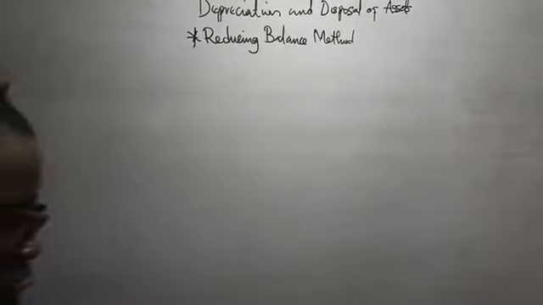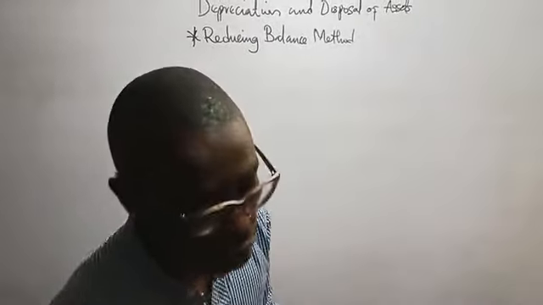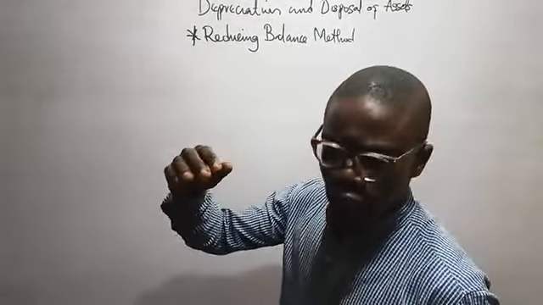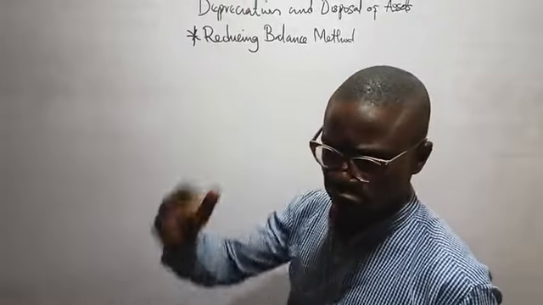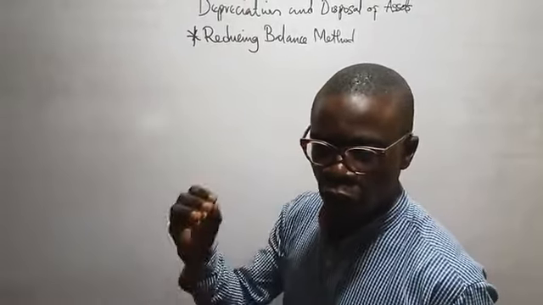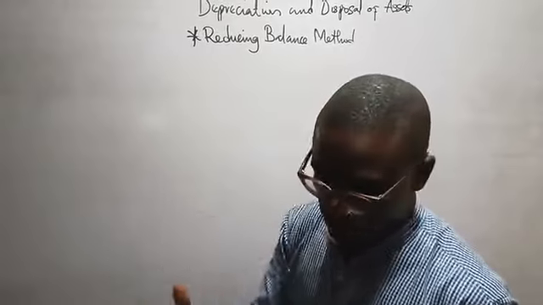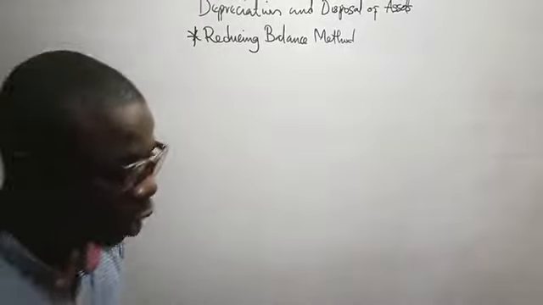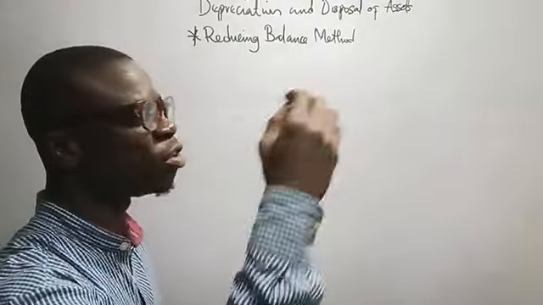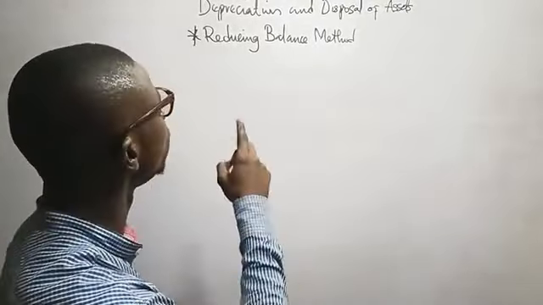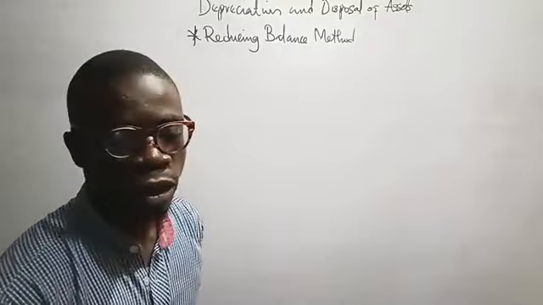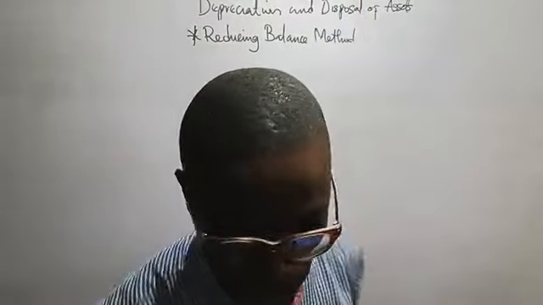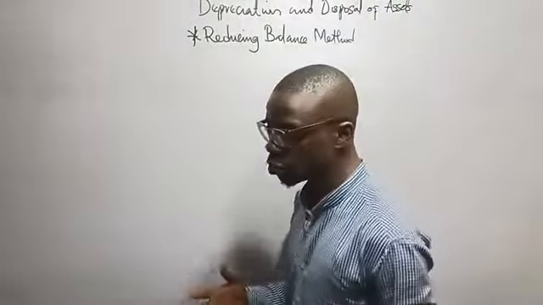Let's look at the second method. The reducing balance method is of the opinion that as the value of the asset is decreasing, the annual depreciation should also be decreasing now. Are we together now? As the value of that asset is depreciating, when you are using the reducing balance method, that means the annual depreciation of that asset should also depreciate. And that's the concept of the reducing balance method.